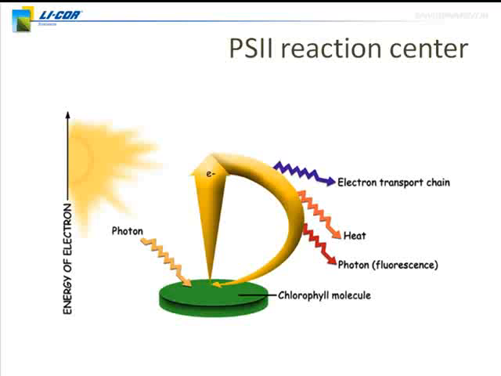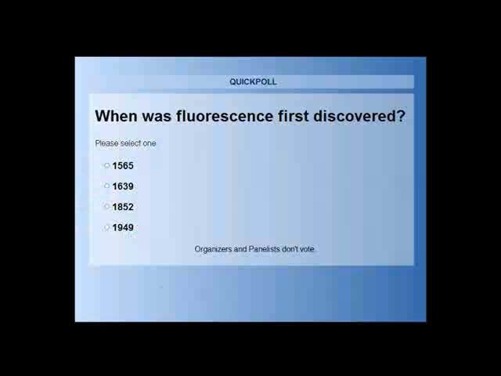All right, to have a little fun and engage all of you participants, we'd like you to answer a polling question. You're going to have a question pop up on the screen, and you'll be able to click what you think the answer is. So here's our first question. When do you think fluorescence was first discovered? A, 1565, B, 1639, C, 1852, or D, 1949? We'll now give you some time to answer the question.